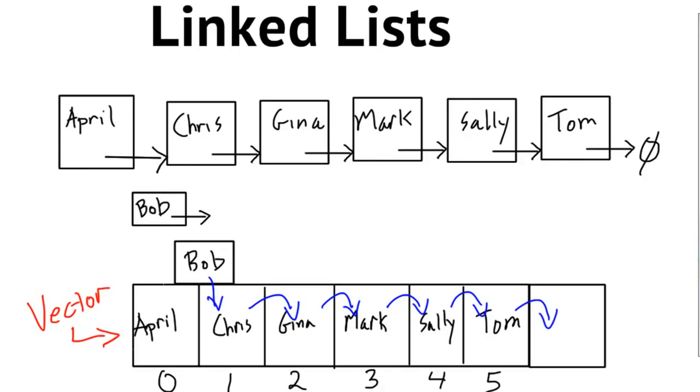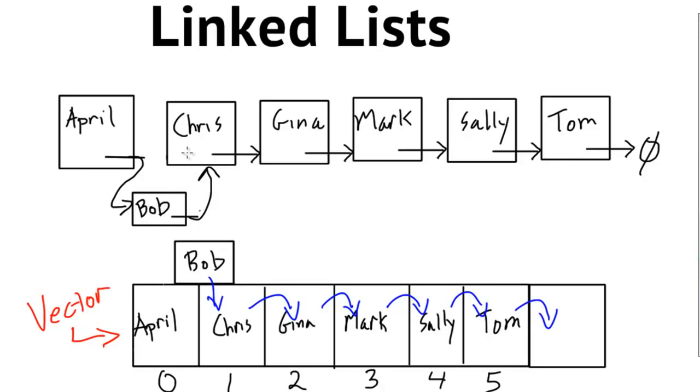So let me go ahead and update that. So we're going to update what April's pointing to. So we'll say that April is now pointing to Bob here, and Bob is now going to be pointing to Chris. So let me update that one as well. And that's it. That's the only thing that's got to transpire to get Bob into the correct position.